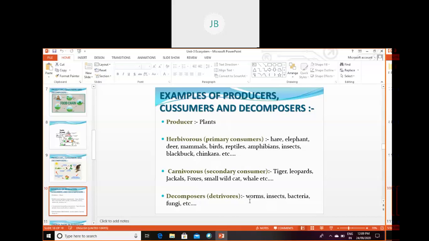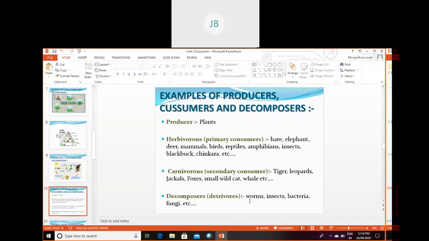Without decomposition, all the nutrients would be tied up in dead matter. If dead matter does not get decomposed, what will happen? All the nutrients from the ecosystem get tied up in dead matter and no new life would be produced, because plants are producing the energy, and if the plant does not get nutrients from the soil, because decomposition is not there, all the nutrients get tied up in the dead matter.